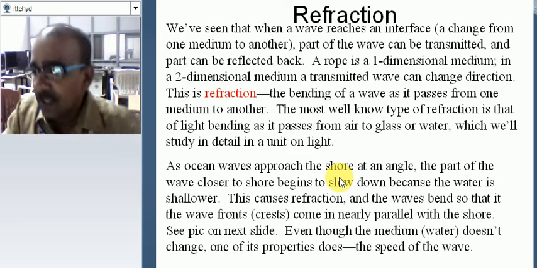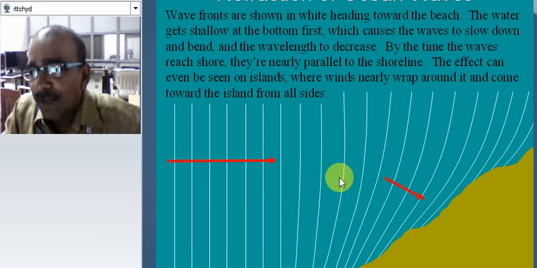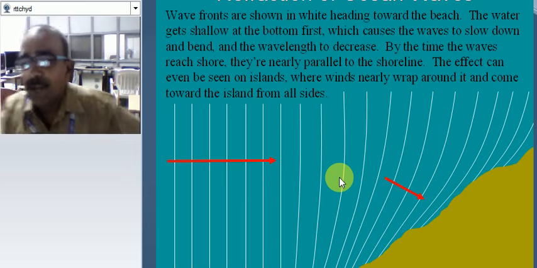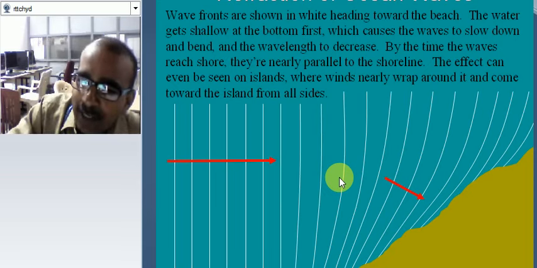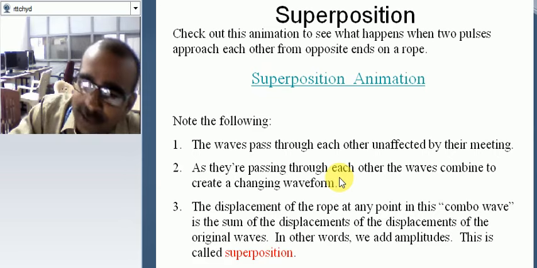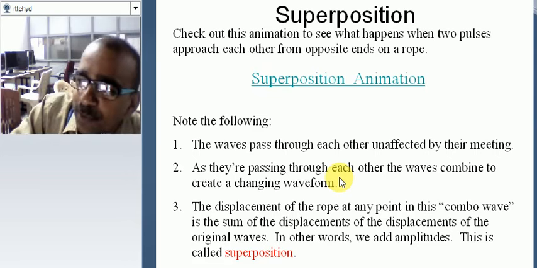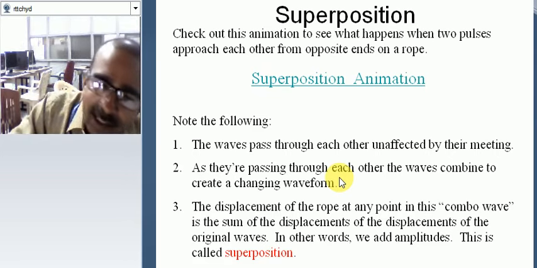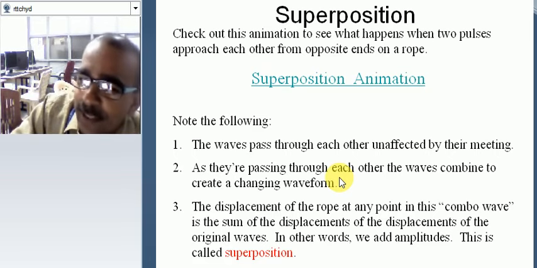Now, the pictorial description of this refraction. The example taken here is refraction of ocean waves. You can see the change in direction of the waves. The next term dealt with here is superposition. The basic definition of superposition is the combination of two waves. Either it may increase the level of intensity of the signal or it may decrease it. There are different conditions in which superposition is applied in different applications.